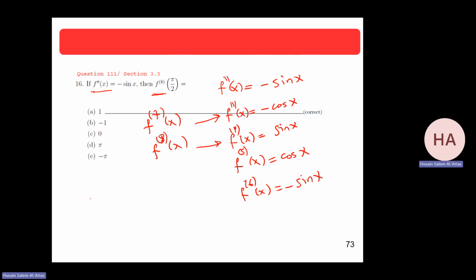So, what will be the 8th at x? At pi over 2. That will be sine pi over 2, which is 1. So that will be the answer.